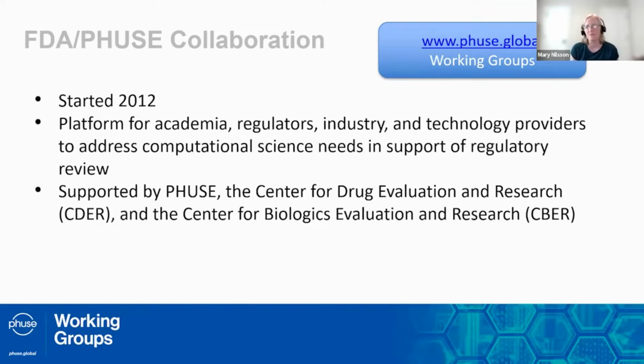If you go to fuse.global, click on working groups, you can see a summary of the working groups and projects that are occurring today. And then there's a deliverables button in which you can see all the deliverables that have been published since the collaboration started. All the FDA FHUSE collaboration deliverables are publicly available. You don't need to be a FHUSE member in order to participate in a project. It's also open. So it's a very open, transparent collaboration.